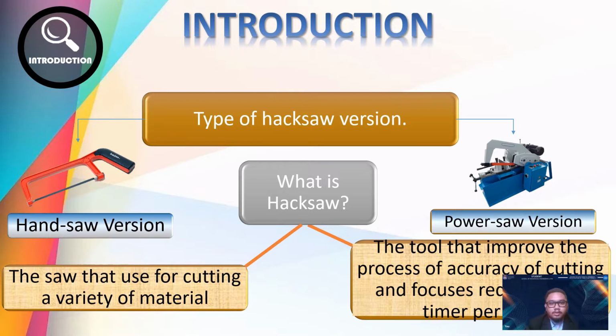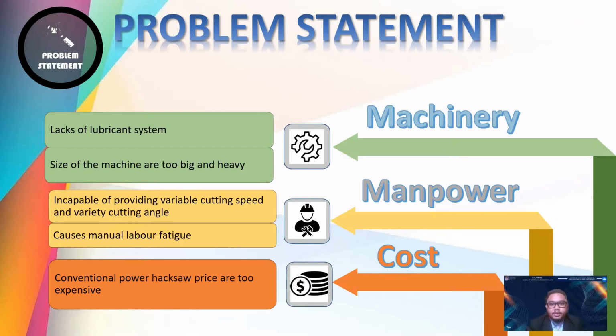This hacksaw is a good tool to use, but it becomes inconvenient when a large amount of cutting is required, as it needs more energy. So the power version of the hacksaw came out, which uses electricity to cut the workpiece. This tool improves the accuracy of cutting and can focus on reducing idle time per unit. Next is the problem statement of the project.